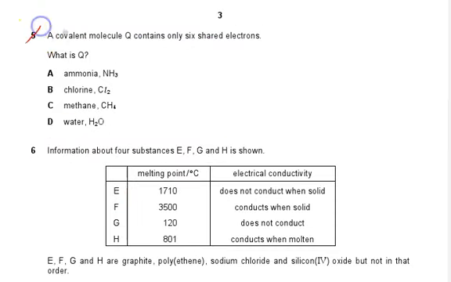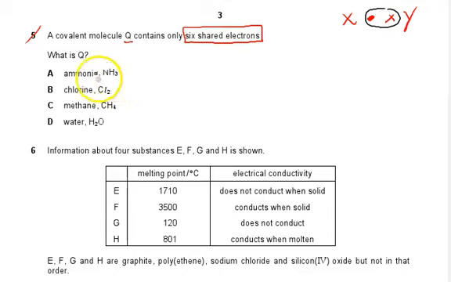Number 5. A covalent molecule Q contains only 6 shared electrons. What are shared electrons? It means when you have X and Y, for example, this is what we call shared electrons. Now when we look at ammonia, we have to draw the Lewis structure diagram. So I just put a dot for nitrogen and a cross for hydrogen.